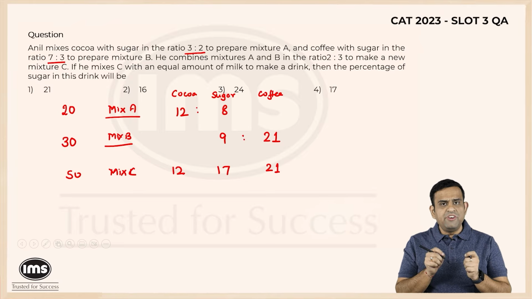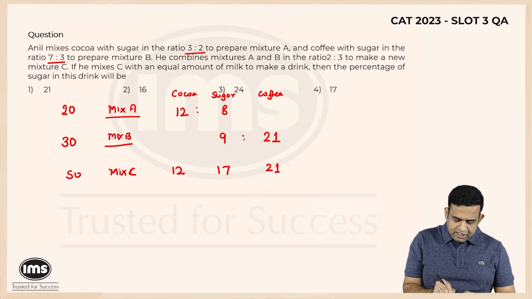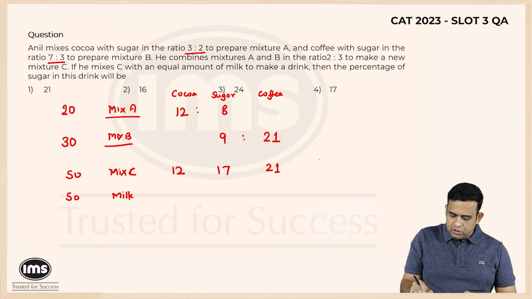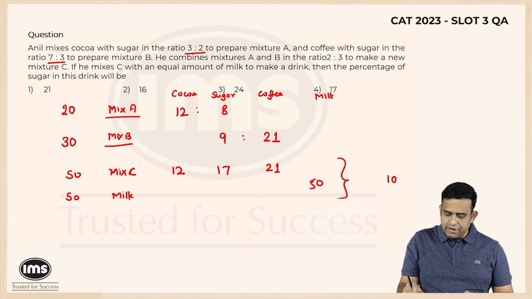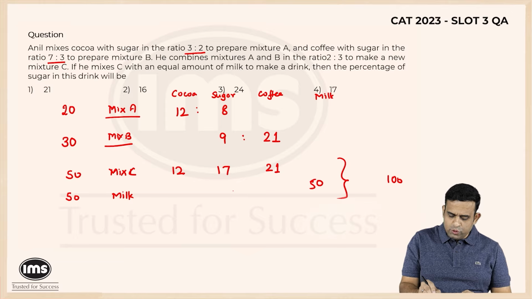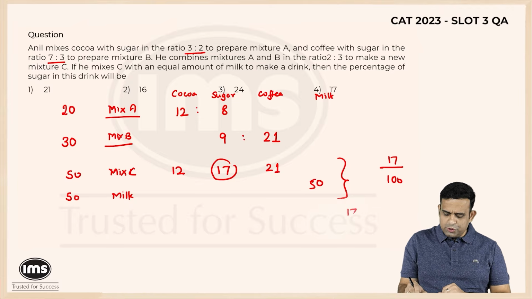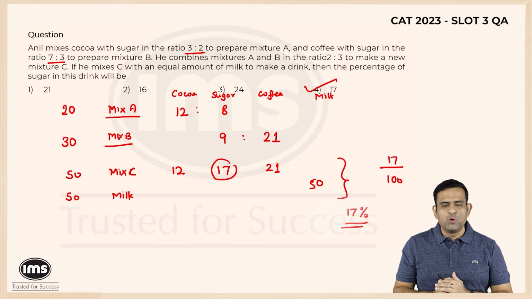Now what they're saying is, if he mixes C with an equal amount of milk, so understand one thing, in this particular case we're taking 50 milk. So there's one more component now, milk, which is happening to be, one can say, a 50. So total in this drink, the total content becomes 100. And we are supposed to find out the percentage of sugar. So percentage of sugar becomes nothing but a 17 out of 100. And that basically amounts to a 17%. And hence one can choose to mark option number 4 over here.